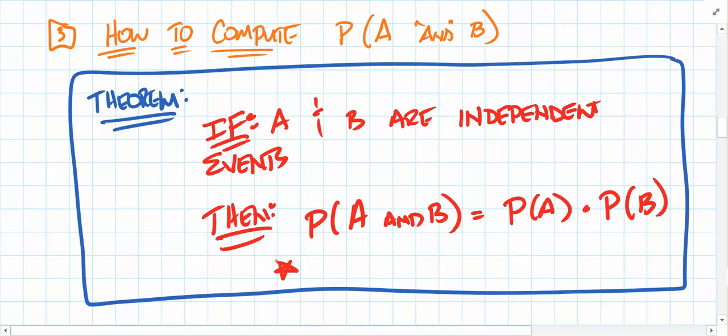This should look a lot like what principle? Yeah, the fundamental counting principle. So I like to tell my students that when you see the word and, it implies multiplication.